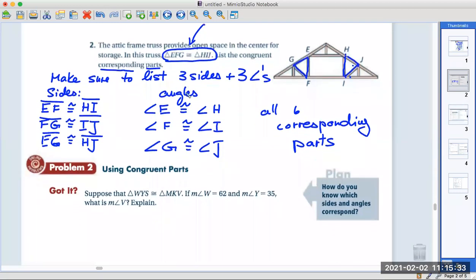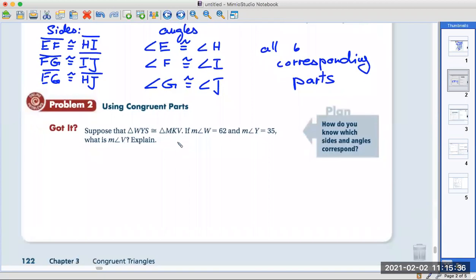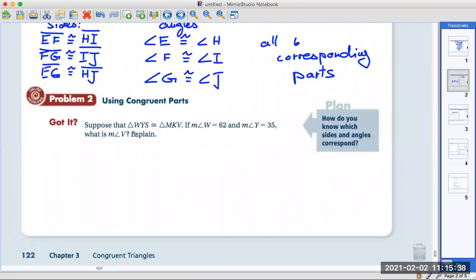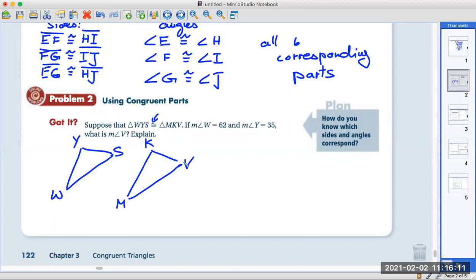All right, so then I'm going to show you problem 2 on the bottom. Suppose that triangle WYS is congruent to triangle MKV. So in this case, I'm going to draw it out because I'm getting confused with all these numbers and symbols. So sometimes a diagram really helps. So I'll call my first triangle WYS. Those are the corners. And then the second one, it tells me they're congruent. This is the part that's already good. I know these two are congruent. MKV. I have to put them in the same spot.